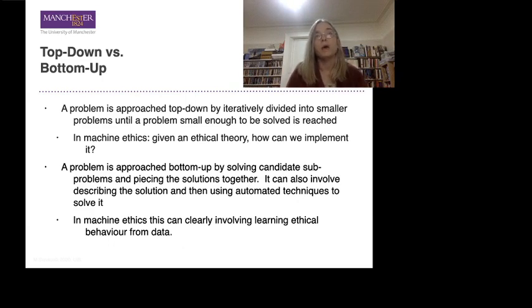If a problem is approached bottom up, then in design terms, you start by designing your subsystems, and then you assume that you'll somehow manage to put all these things together in a way that works. In terms of problem solving, you can identify sub-problems that you're probably going to need to solve, and you start with them. But it can also involve describing the solution and then having automated techniques that will help you solve it. And obviously, a top-down approach gives you a very clear structure of what you're trying to do and avoids you doing lots of unnecessary work, or at least that's the theory, solving problems you don't need to.